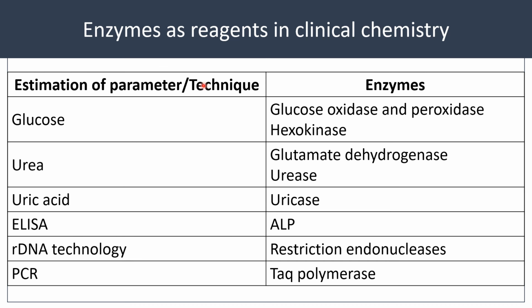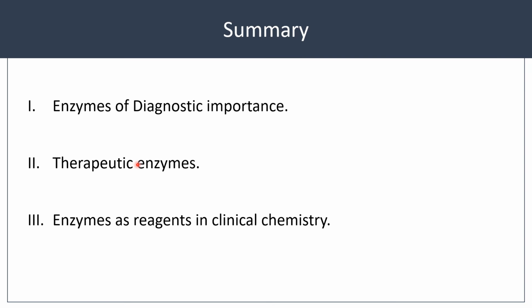For estimation of analytes using enzymes, you should know what enzyme is used for glucose, urea, protein and uric acid. At least these 4 you should know. So that's all about clinical enzymology. We have learnt about enzymes of diagnostic importance, therapeutic importance, and enzymes which are used in the clinical laboratory to measure analytes present in the blood. Thank you.